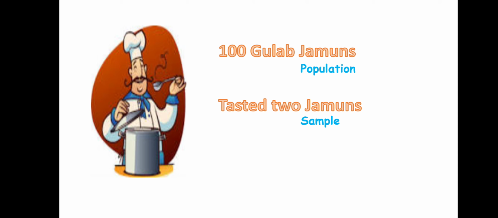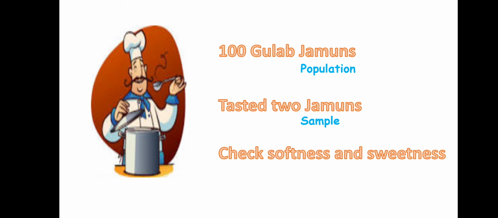Now what does this cook want to check? He wants to check the softness and sweetness of the gulab jamun. So this will become the parameter. Okay, now you understood, you got 3 terminologies: population, sample and parameter.